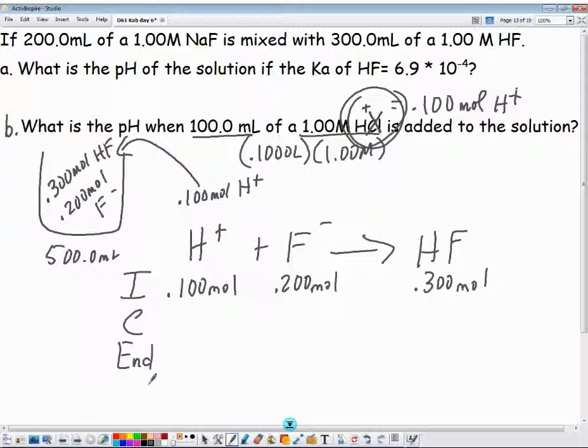It's going to keep reacting until the limiting reactant is gone. Who's my limiting reactant, H+ or F-? H+ is my limiting reactant. Only have 0.1 mole of him, and I've got 0.2 moles of that. So gobble, gobble, 0.1. If you're going to get rid of the 0.1 moles of H+, how many moles are you going to get rid of F-? Also 0.1, because of a 1-to-1 mole relationship. How many HF moles are you going to be making? 0.1.